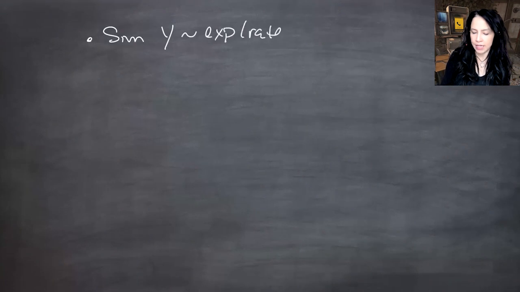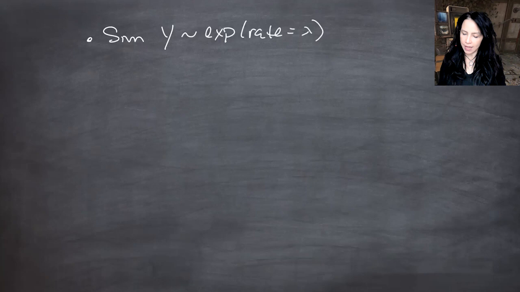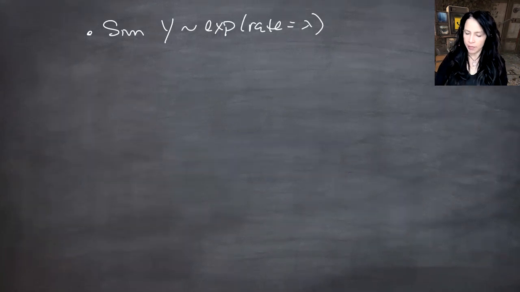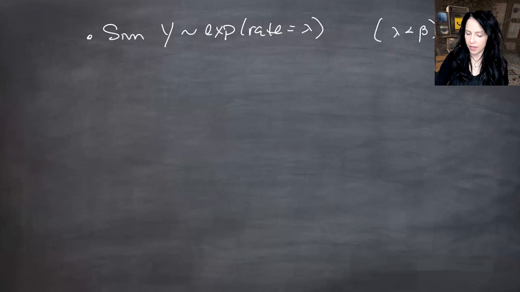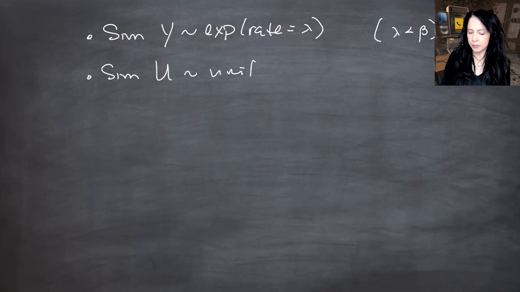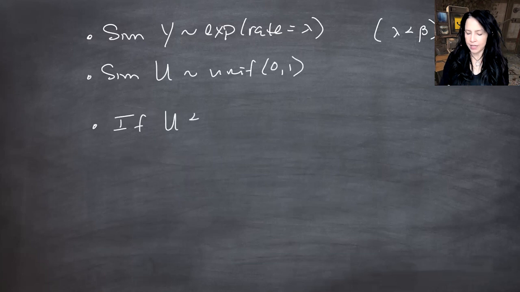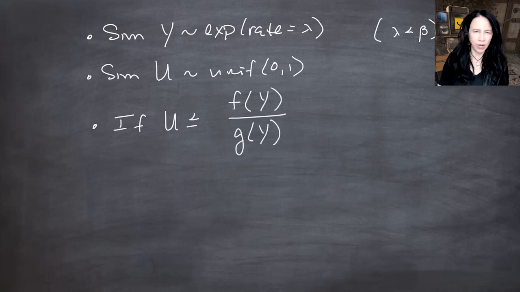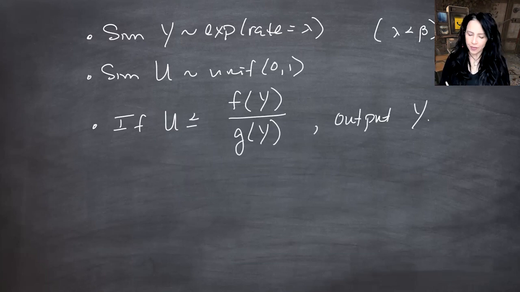We had step 1 where we want to simulate a y from the exponential with rate lambda. Oh, by the way, we have to choose a lambda so that lambda is less than beta. And we want to simulate a u uniform 0, 1. And if u is less than or equal to f, which is the gamma PDF, evaluated at the y you chose over g, or you can write this denominator in terms of the c and h, you want output y. Otherwise, start over.